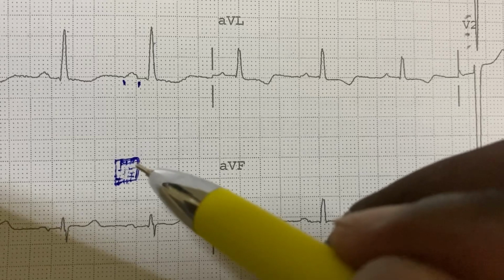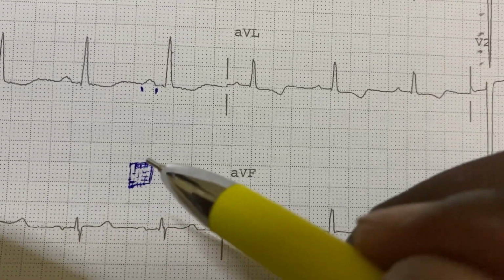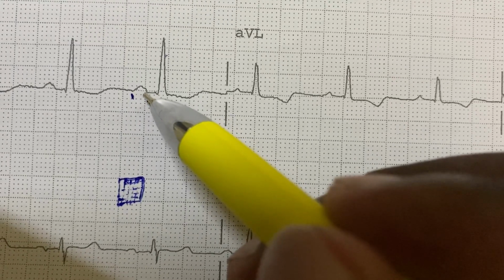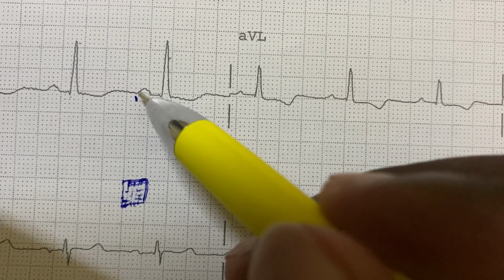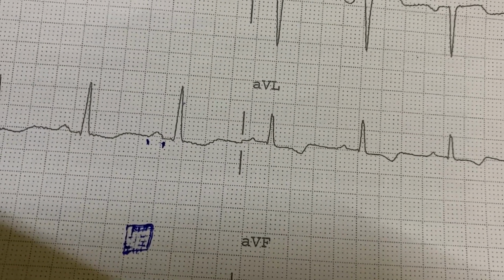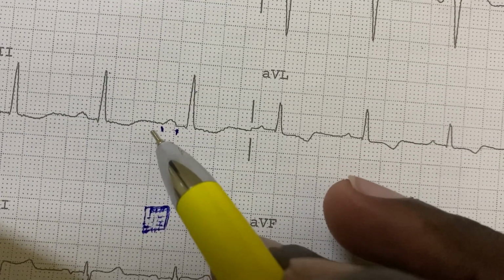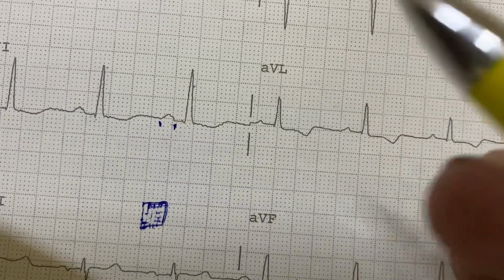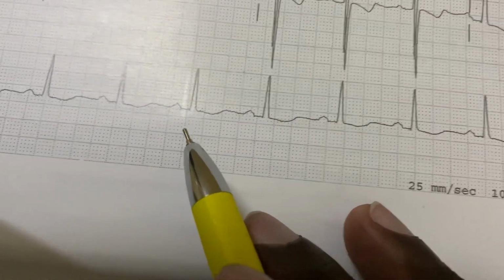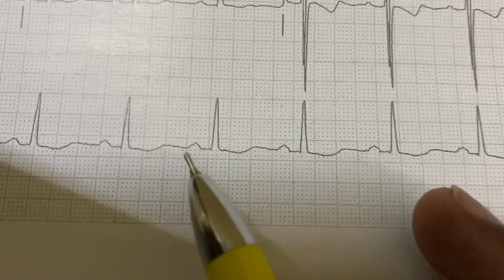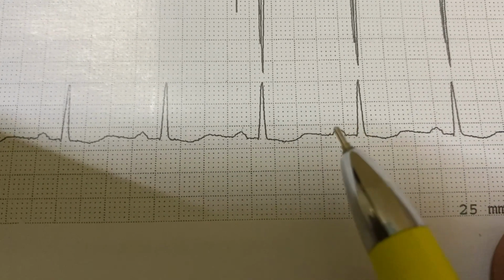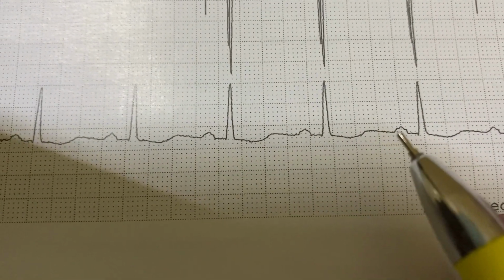This P is more than 2.5 millimeters. Here in the middle there are already 2, 1, 2, 3, so it is 3 and above. So it is wider than normal. Even when you see the shape, this is not the shape of the normal P we said. We said it has to be rounded, but on this rhythm strip, this P is not rounded, it is notched. Notched, notched, notched.